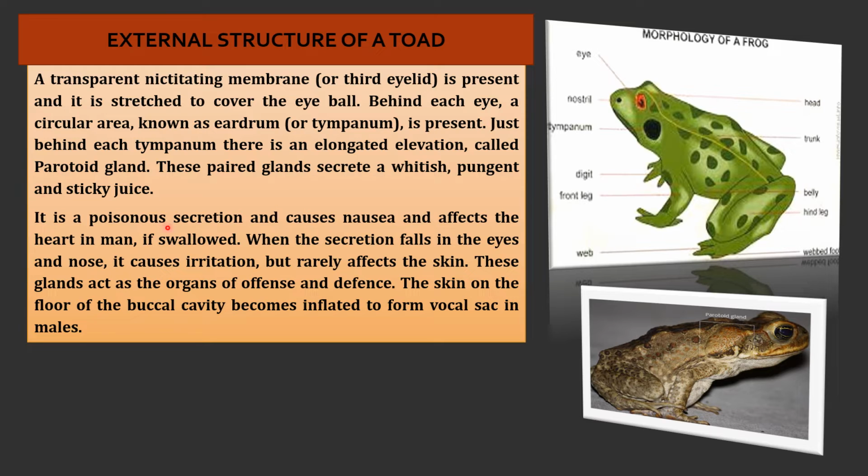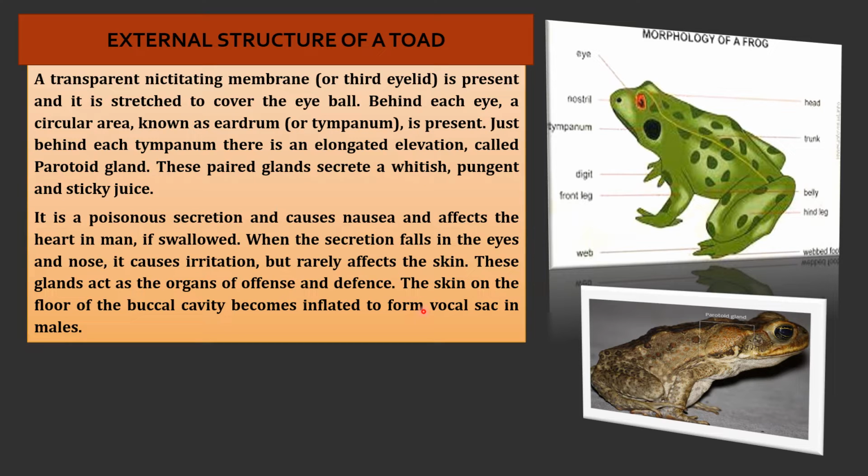So it is a poisonous secretion and causes nausea and affects the heart in man if swallowed. That means it is poisonous. A poisonous chemical is there. So that's why it is poisonous and causes nausea. Nausea means, I don't know whether you know or not. Actually, nausea means when blood comes out from your nose. So this is called nausea. It may cause this disease and affects the heart in the case of man if swallowed by man. So it's dangerously poisonous for a human being.